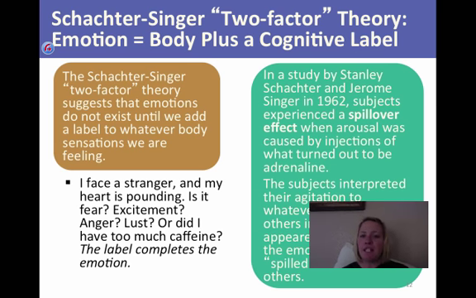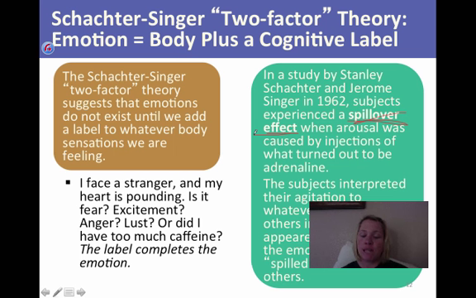So in a study by Schachter and Singer in 1962, subjects also experienced a spillover effect. Okay, this is an important term to make sure you understand, the spillover effect. Arousal was caused by injections of what turned out to be adrenaline. Okay, the subjects interpreted their agitation as whatever emotion the others in the room appeared to be feeling. The emotional label spilled over from others.